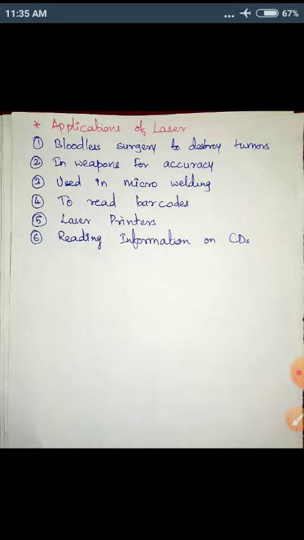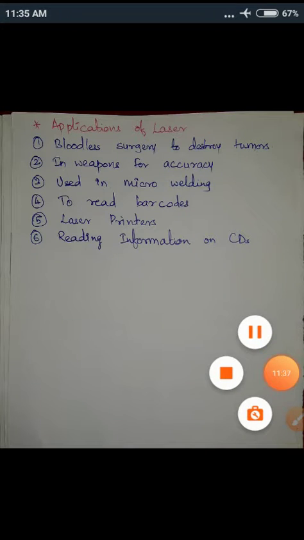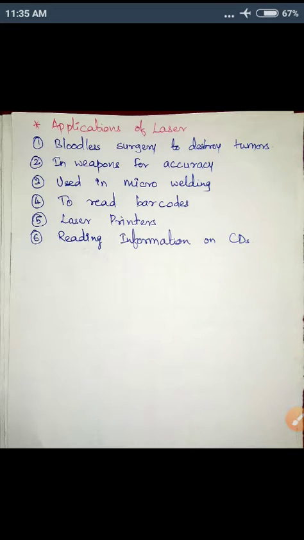There are a few more topics in modern physics which we'll be studying in further lectures.